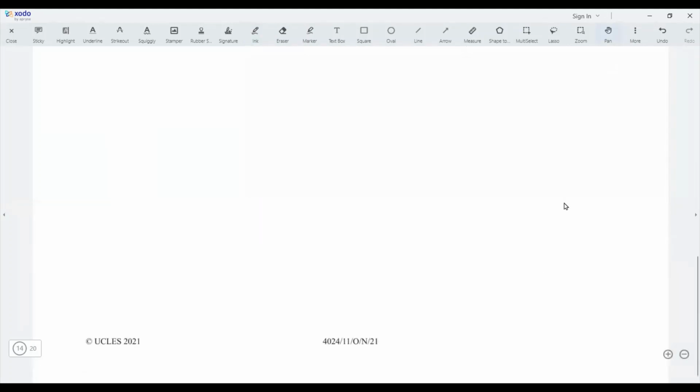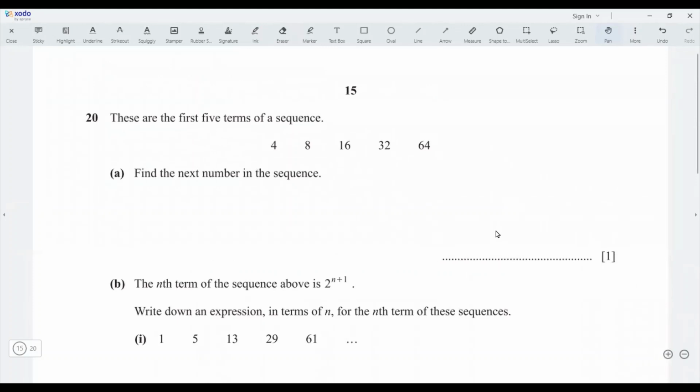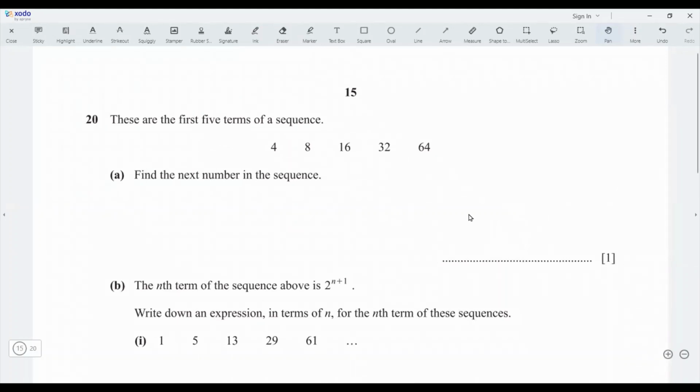So moving towards the next question. The next question is basically a sequences question. They're saying that these are the numbers which are given, and we have to write the next number in the sequence. Look at the sequence. It's multiplication by 2, like 4 times 2 is 8, 8 times 2 is 16, times 2 is 32, times 2 is 64, and times 2 will be 128. It will be the answer for part A. What about part B?